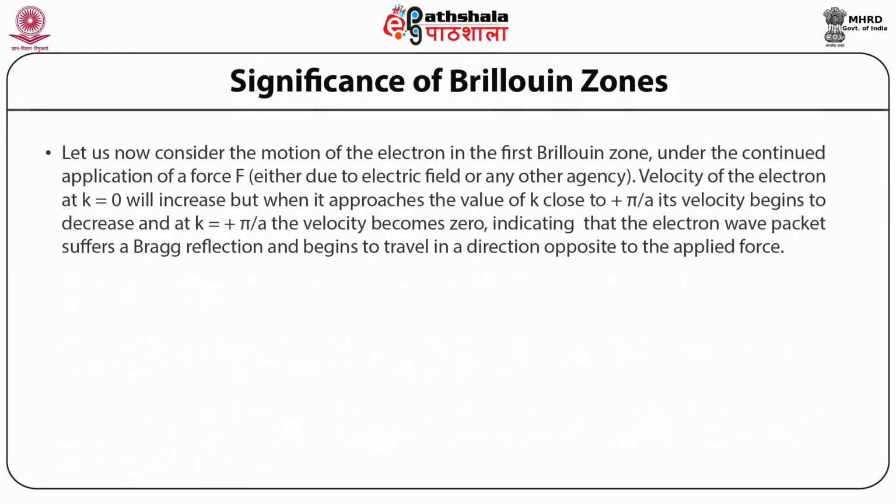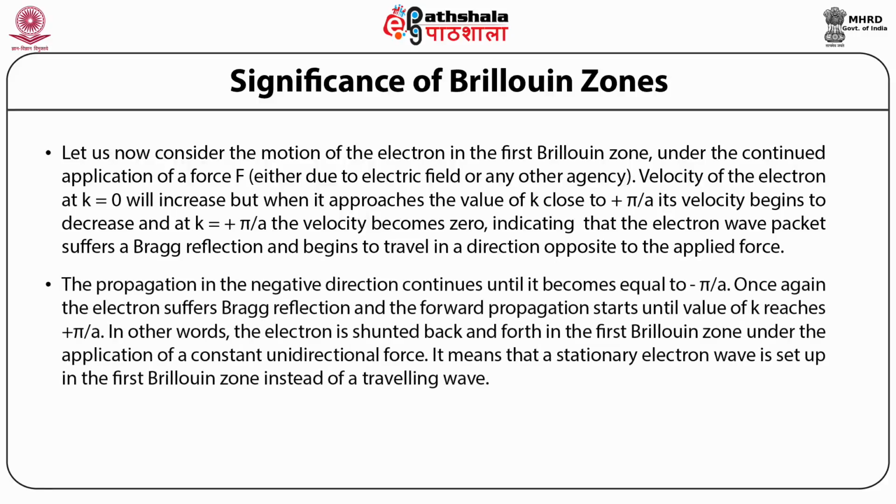Let us now consider the motion of the electron in the first Brillouin zone under the continued application of a force F, either due to electric field or any other agency. Velocity of the electron at k equals 0 will increase, but when it approaches the value of k close to plus pi by a, its velocity begins to decrease, and at k equal to plus pi by a, the velocity becomes 0, indicating that the electron wave packet suffers a Bragg reflection and begins to travel in a direction opposed to the applied force. The propagation in the negative direction continues until k becomes equal to minus pi by a.